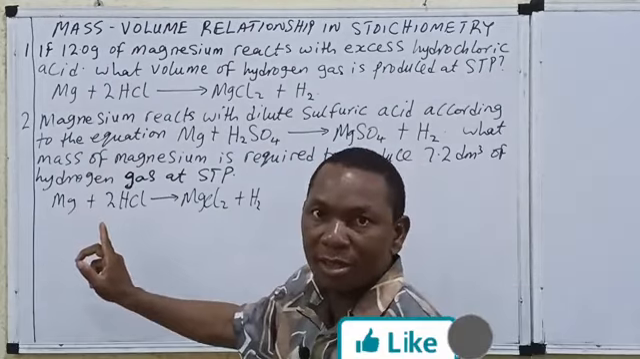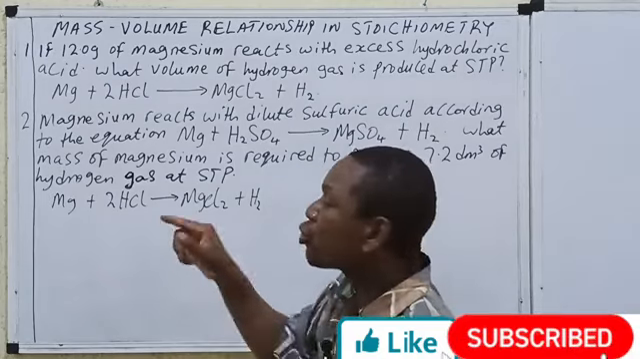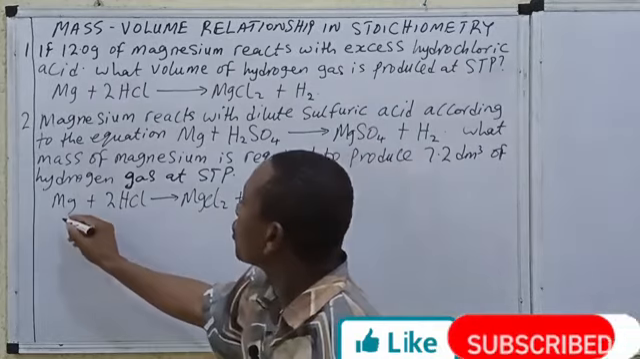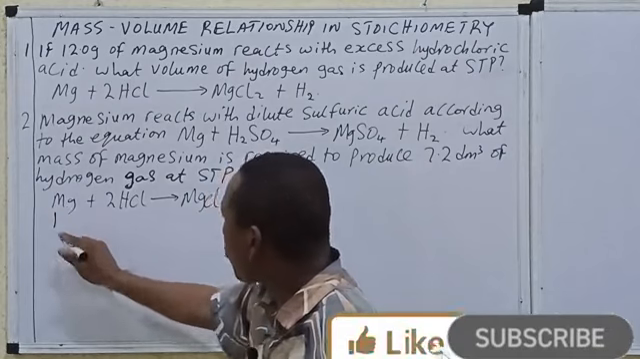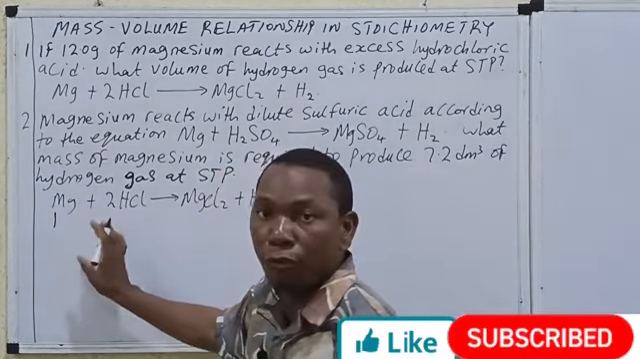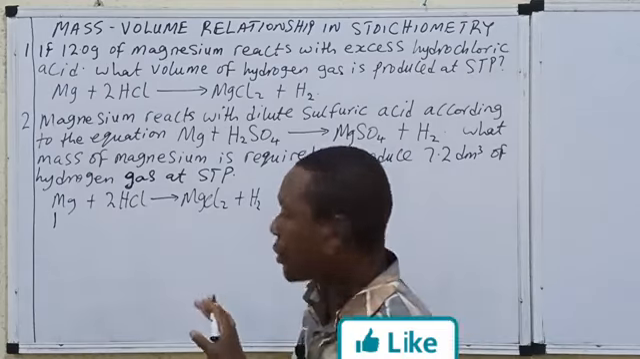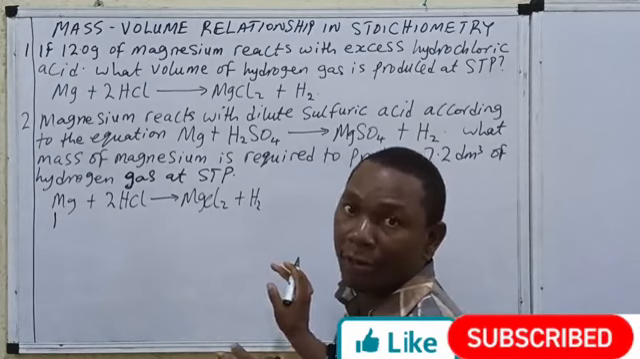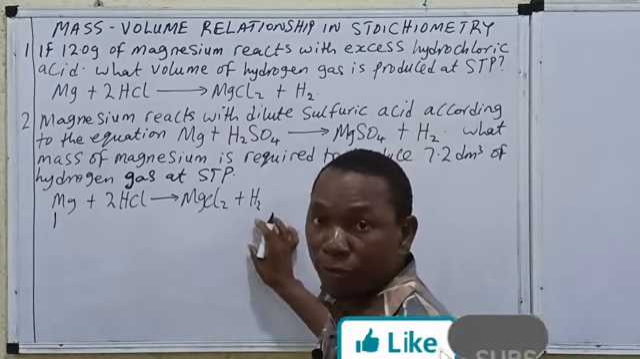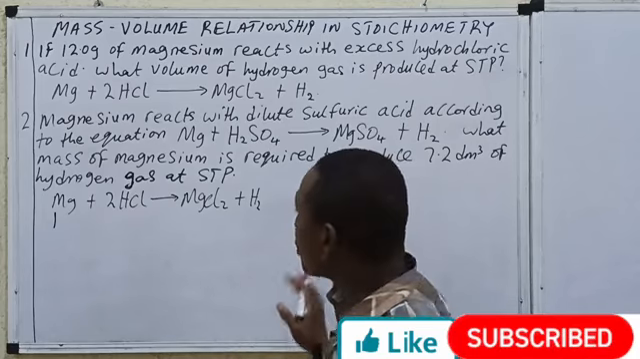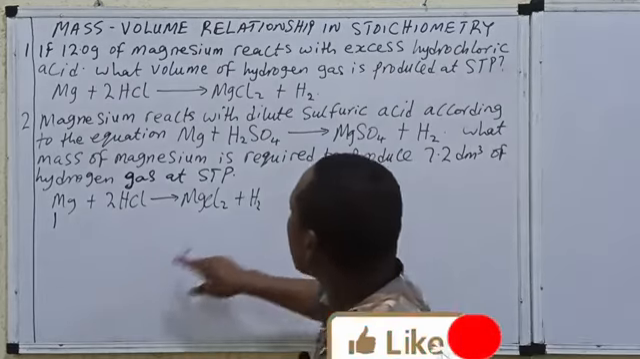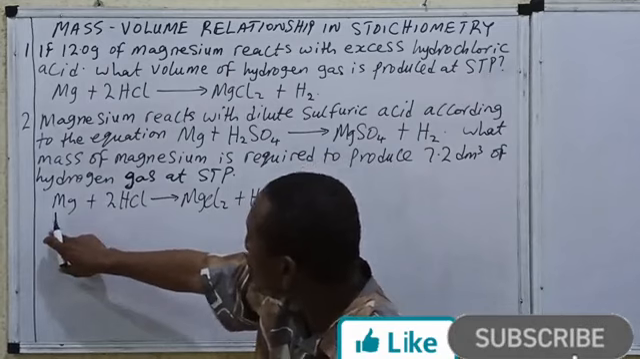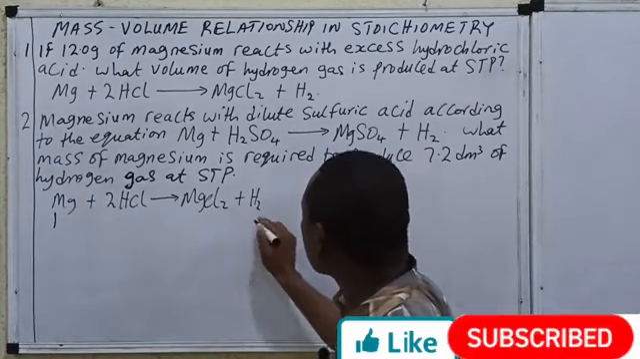Now note this, that 1 mole of any substance occupies a standard volume, which is 22.4 dm³ at STP. So 1 mole of this occupies 22.4 dm³ at STP. So it simply means 1 mole of this gives 1 mole of this, and 1 mole of this can occupy this volume.